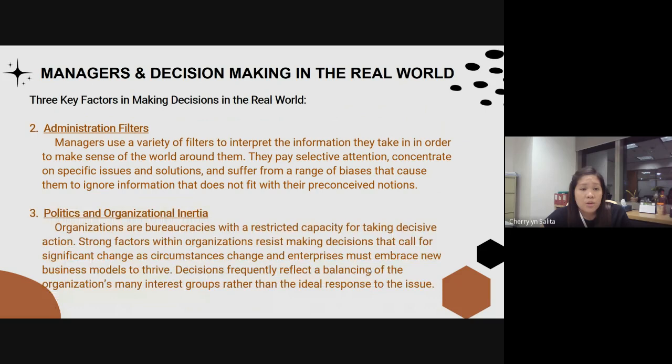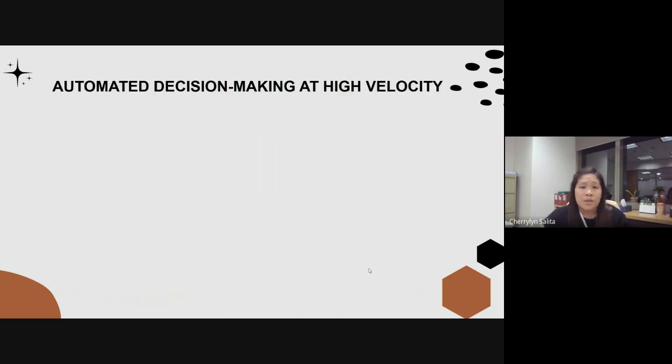Then the third factor is politics and organizational inertia. Organizations are bureaucracies with a restricted capacity for taking decisive action. So strong factors within organizations resist making decisions that call for significant change as circumstances change and enterprises must embrace new business models to thrive. Decisions frequently reflect a balancing of the organization's many interest groups rather than the ideal response to the issue.